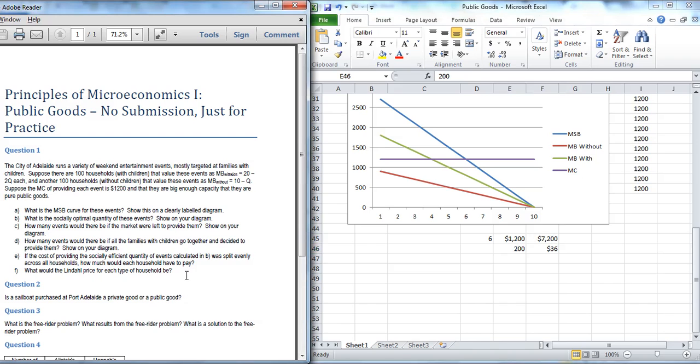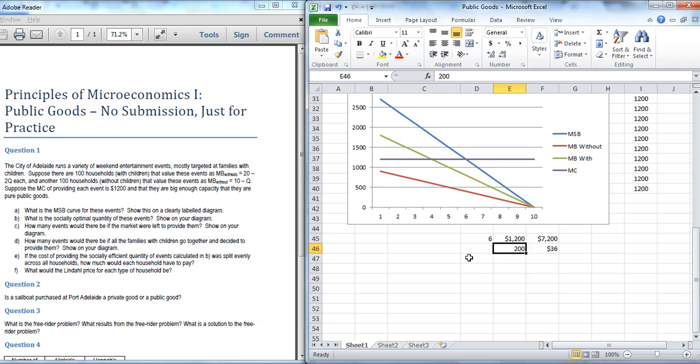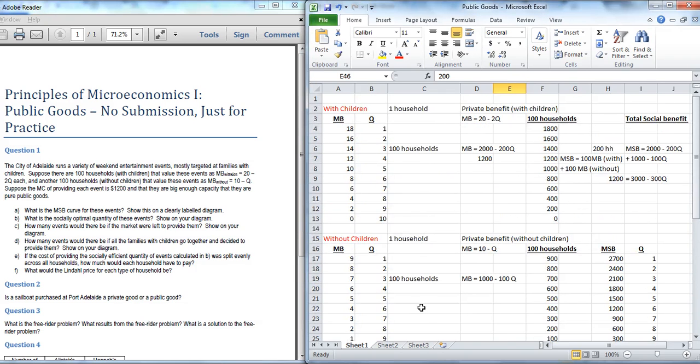So finally, part F asks, what would the Lindahl price for each type of household be? Now, to answer this question, you have to remember what the Lindahl price is. And the Lindahl price is if each person or each consumer pays their marginal benefit at the socially efficient quantity. And you remember the socially efficient quantity here was 6 events. So at the quantity of 6 events, how much is everybody going to pay? Well, each household is going to pay their marginal benefit at that quantity.